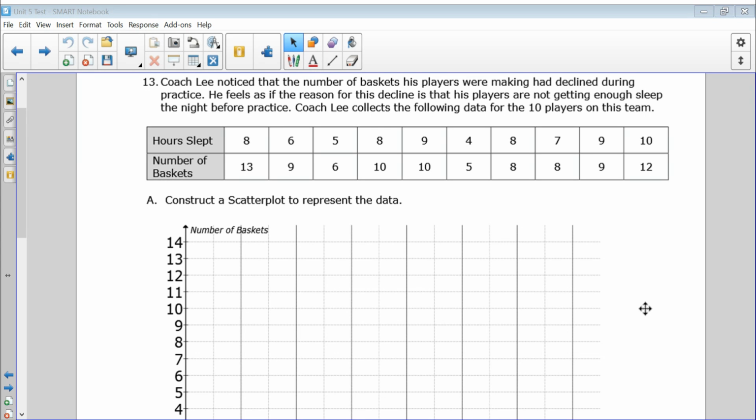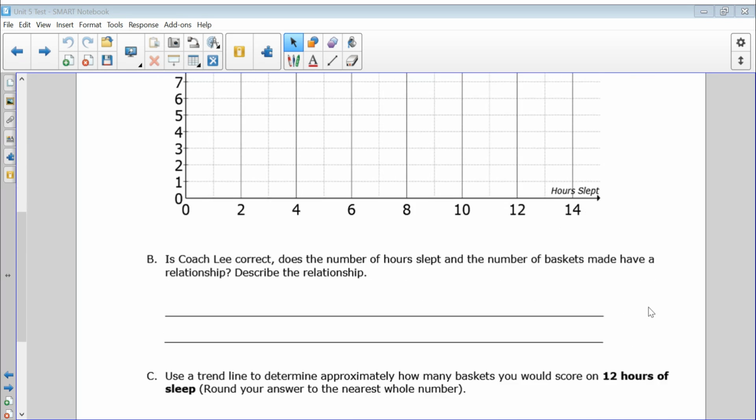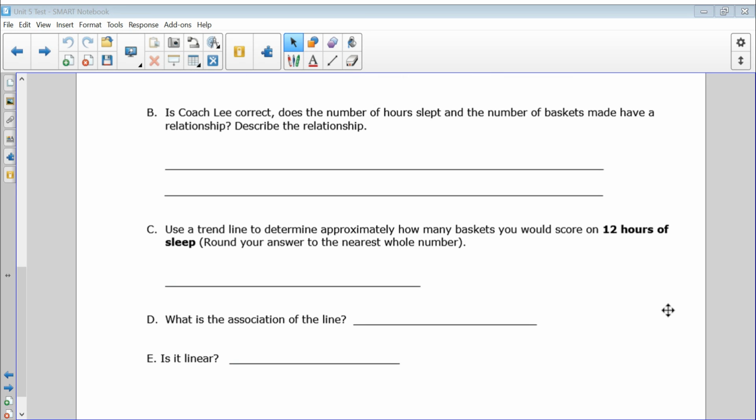A. Construct a scatter plot to represent the data. B. Is Coach Lee correct? Does the number of hours slept and the number of baskets made have a relationship? Describe the relationship. C. Use a trend line to determine approximately how many baskets you would score on 12 hours of sleep. Round your answer to the nearest whole number. D. What is the association of the line? E. Is it linear?